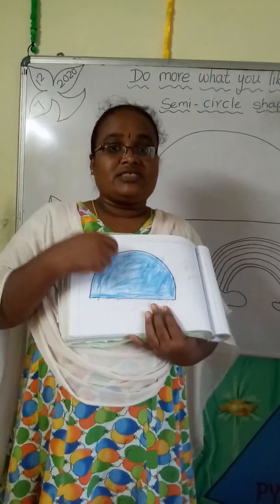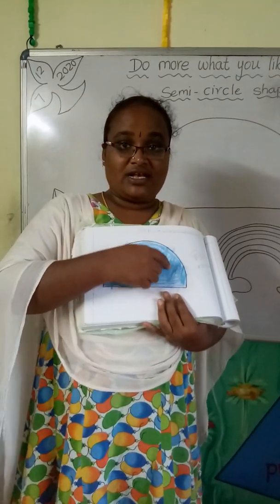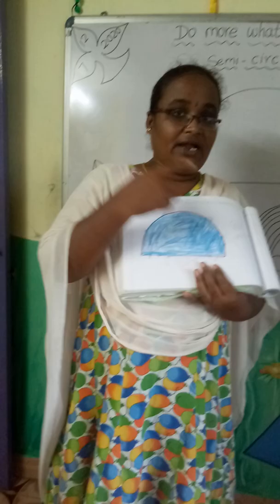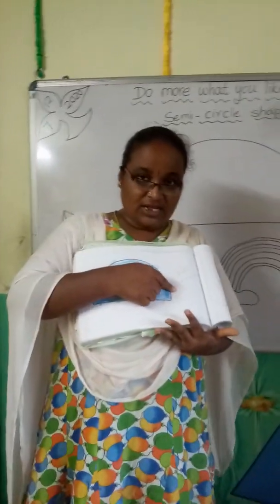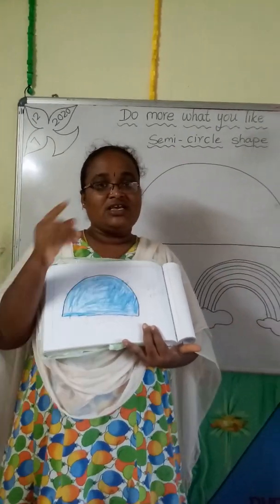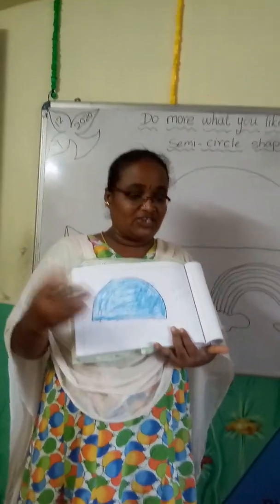Tell and do. Semicircle shape. Inside only coloring, no outside. Okay. And take any one related object, draw the semicircle and color it and enjoy the activity. Next, where are we moving? We are moving to language time.